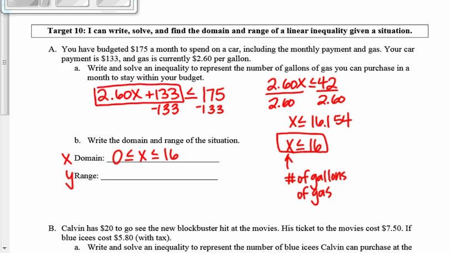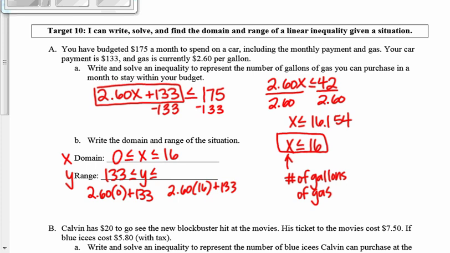So starting with 0, we have 260 times 0, our low end, plus 133. So the least amount you could spend per month on your car is 133 because you always have to make that monthly payment even if you aren't driving it. So less than or equal to y, because we're talking about range, and then we have the high end of our range. So that's if you purchase all 16 gallons. So 260 times 16, and then we have that monthly payment of 133.